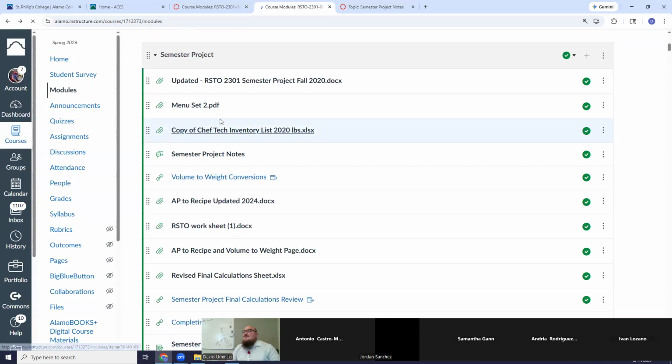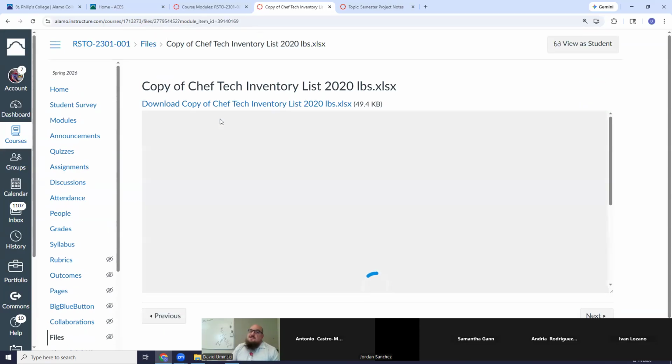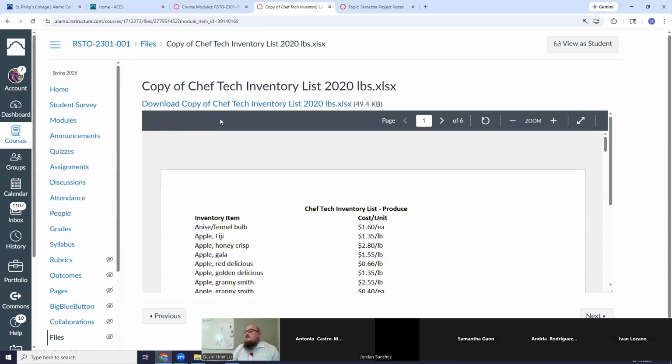Okay. The next item in our project module is our Chef Tech inventory list. This is where you're going to find the majority of your prices for your ingredients. The majority of your ingredients are going to be found in this section. Now, what I would recommend is that you work off of Canvas. So you open up the Chef Tech inventory list and you work right off of here.